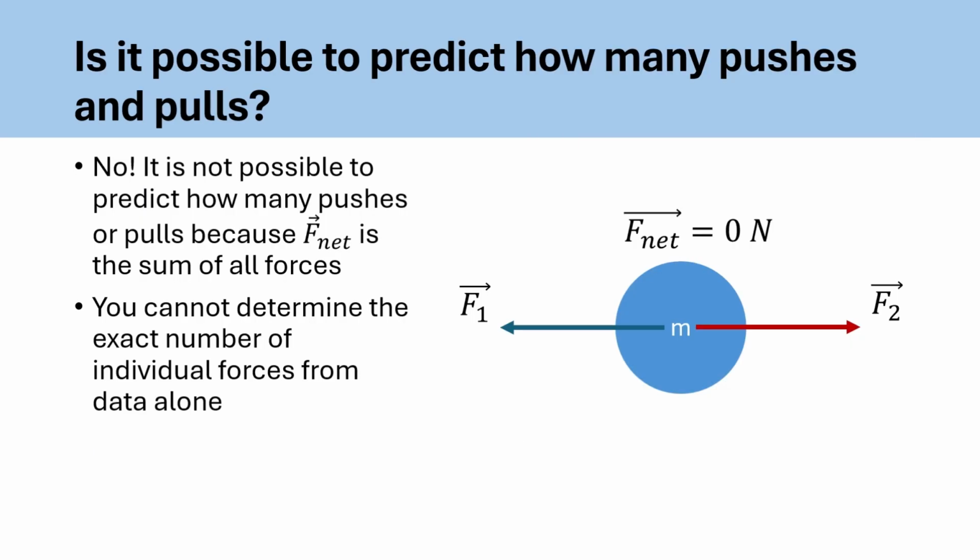Is it possible to predict how many pushes and pulls? No, it is not possible to predict how many pushes and pulls because F net is just the sum of all forces. You cannot determine the exact number of individual forces from data alone. If you know the situation, however, you may know how many individual forces are in the system, like gravity, friction, and etc.